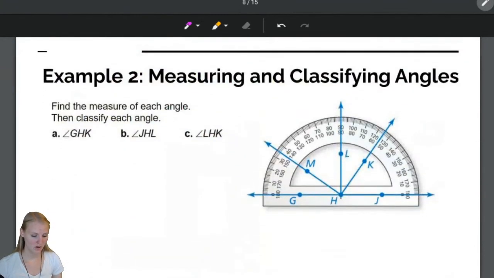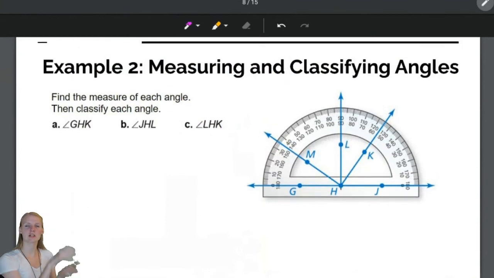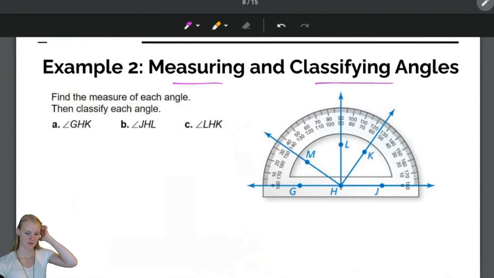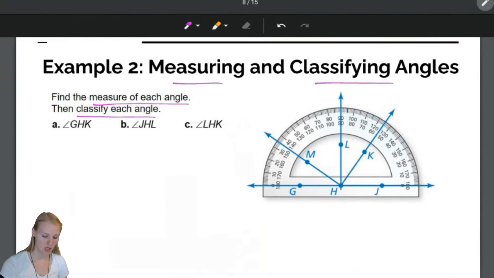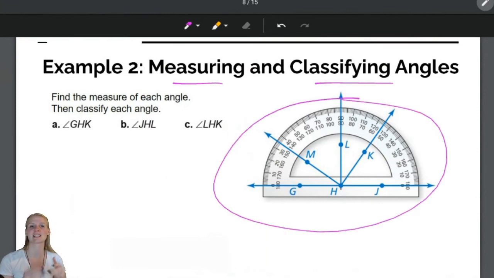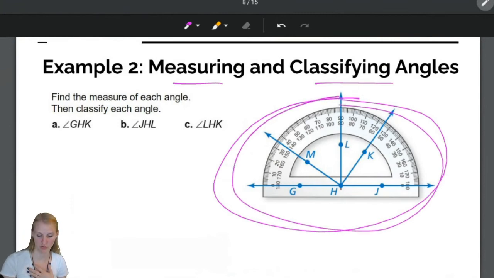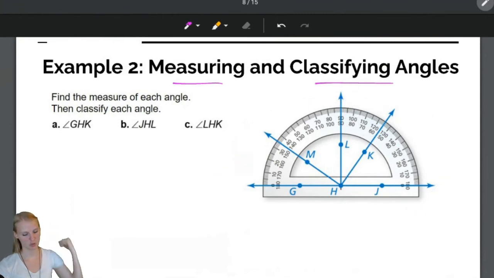Now, we're going to put what we just learned into an example. We're going to measure and classify angles. The problem is asking us to find the measure of each angle and then classify each angle. So if I ask you to measure an angle, I'm going to give you a picture like this that has a protractor with it. So you might not have a protractor in your hands, but you have this picture with the protractor.